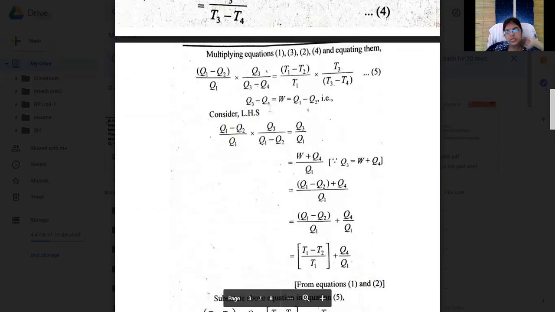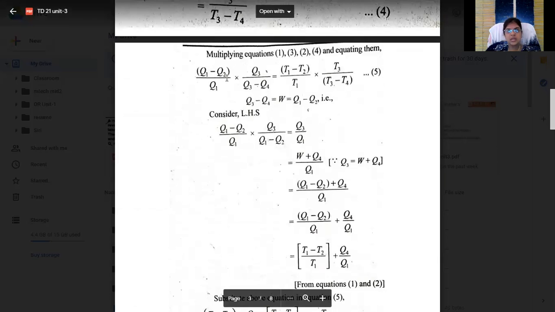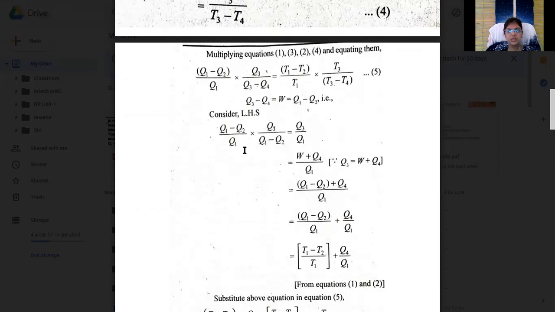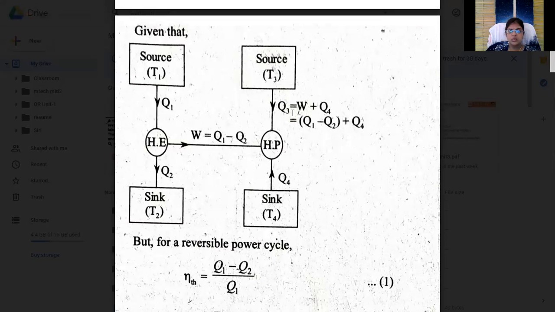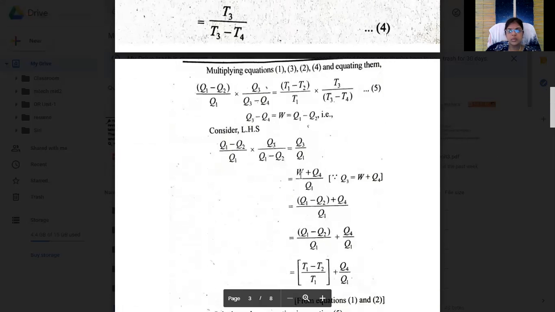Taking them separately, Q3 minus Q4 is equal to Q1 minus Q2, which is W. First of all we consider the LHS and the RHS. Our LHS is Q1 minus Q2 by Q1 into Q3 by Q3 minus Q4, but we replace Q3 minus Q4 with Q1 minus Q2. Finally we get LHS as Q3 by Q1. How can we write Q3? As mentioned in the earlier problem, Q3 is equal to W plus Q4. Just replace Q3 with W plus Q4 by Q1.